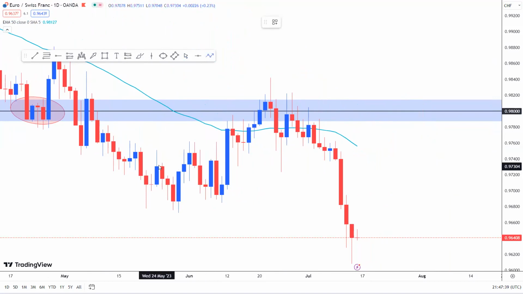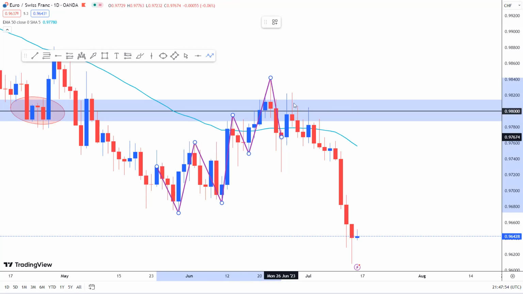As you can see right here, we had a shift from the daily time frame perspective to bullish market structure, hinting at higher highs and higher lows. And then what? We had a lower high, and then boom, we had a structure shift from what? Bullish to bearish.